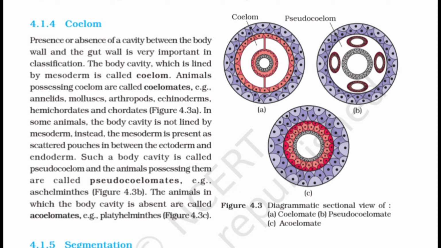In some animals, the body cavity is not lined by mesoderm. Instead, the mesoderm is present as scattered pouches in between the ectoderm and endoderm. Such a body cavity is called pseudocoelom and the animals possessing them are called pseudocoelomates. Example, Aschelminthes, figure 4.3b. The animals in which the body cavity is absent are called acoelomates. Example, Platyhelminthes, figure 4.3c.